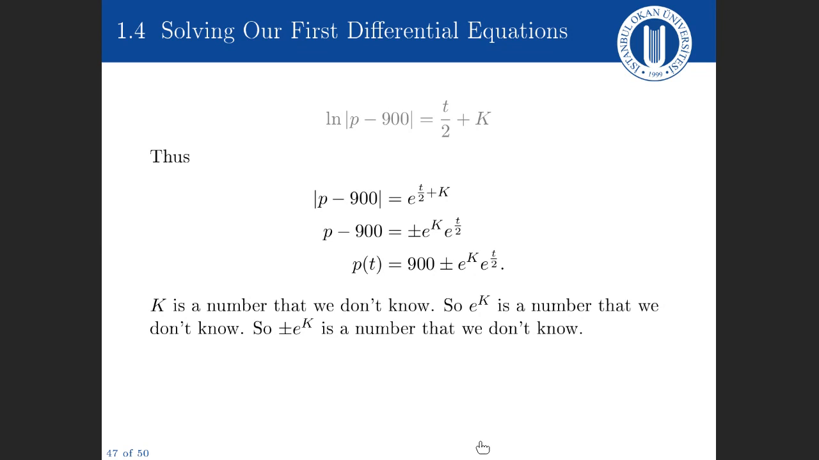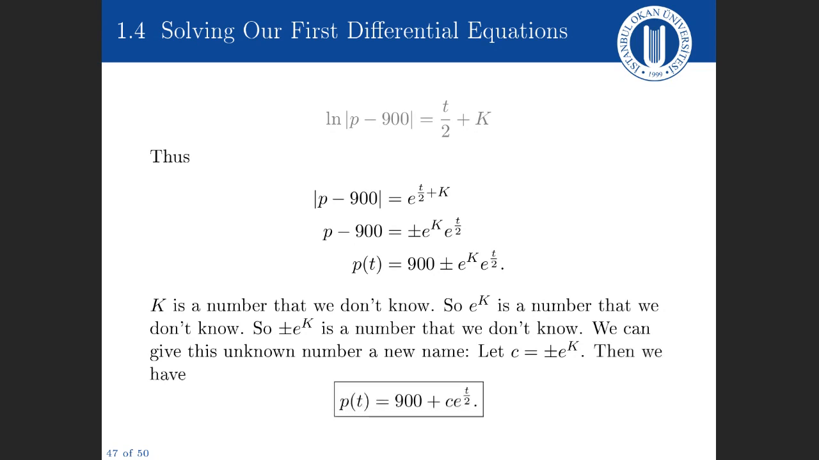We can give this a new name. Instead of writing plus or minus e to the power k, we can just give this a new name. We can just call this c. C is a number that we don't know. Put this into the solution. We have p(t) is equal to 900 plus c e to the power t over 2. This is the solution to the mice and owls equation.